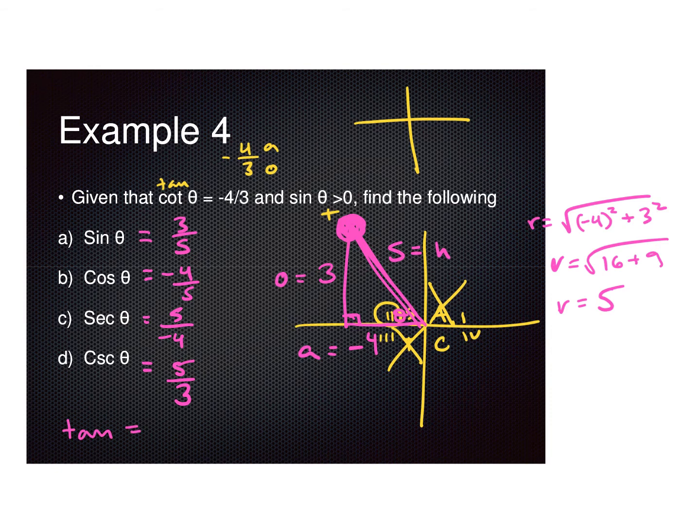Is there a reason they don't ask you for tangent or cotangent? What would tangent be? It gave us cotangent, negative 3 over 4. So tangent would be negative 3 over 4. Probably just because all you have to do is flip cotangent, so that's why I didn't ask for it.